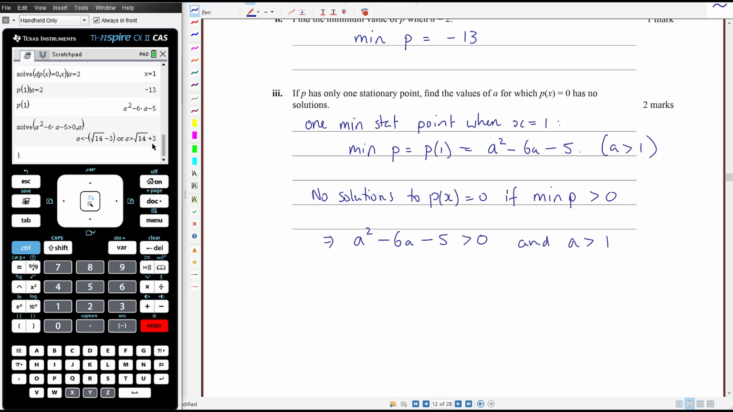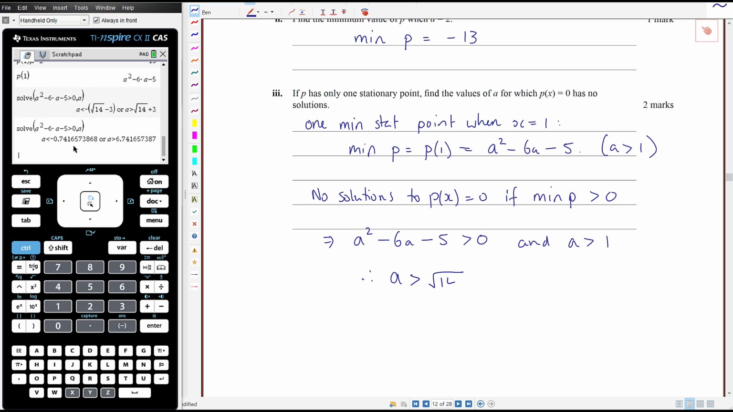But obviously if a has to be bigger than 1, the negative 1 is irrelevant. And so therefore we get that a has to be bigger than root 14 plus 3. So as long as a is bigger than root 14 plus 3, it's bigger than 1, so we only get one stationary point. It's a minimum stationary point, and that minimum stationary point will happen above the x-axis.